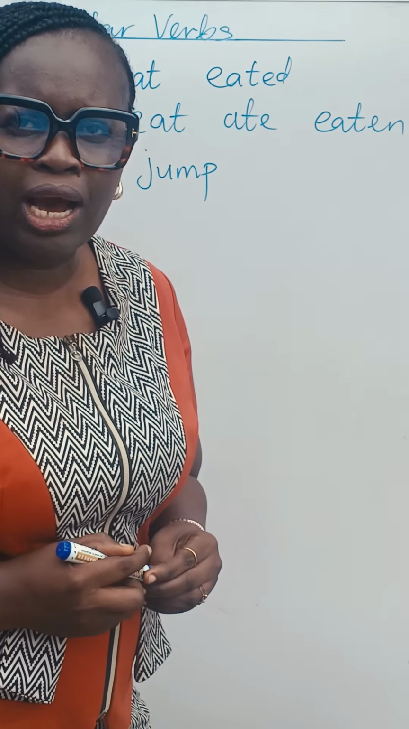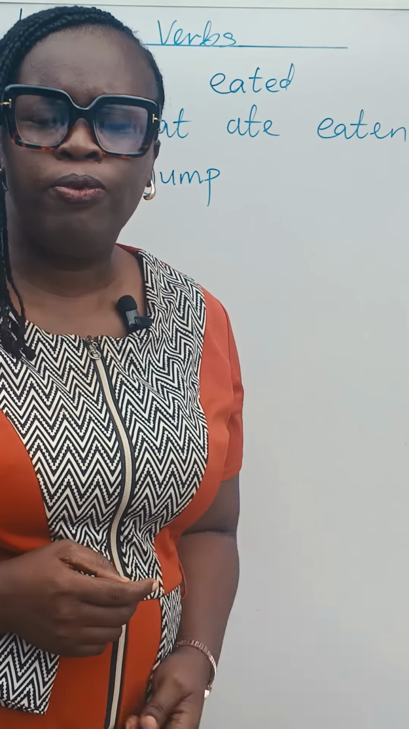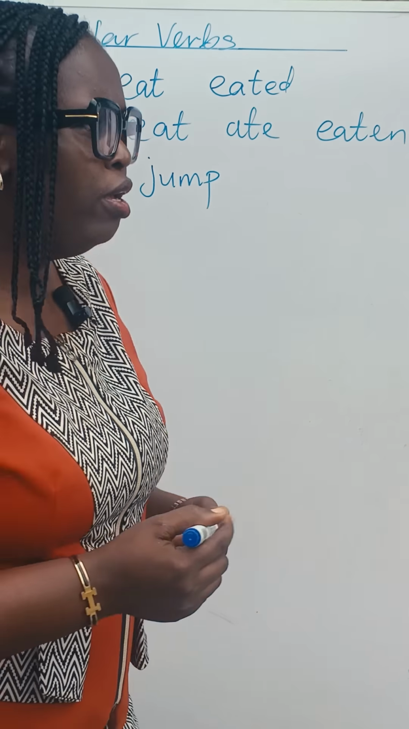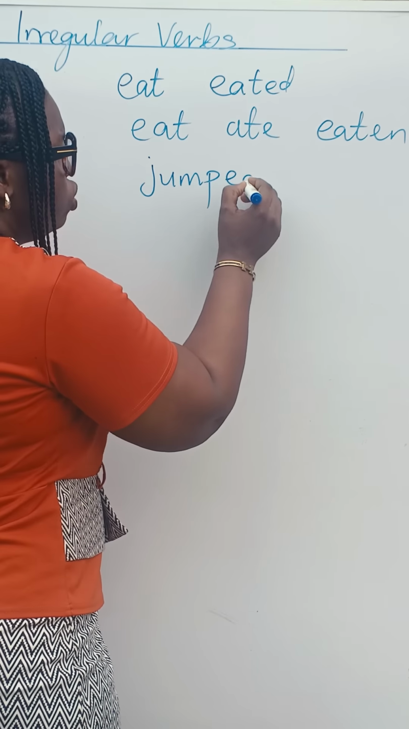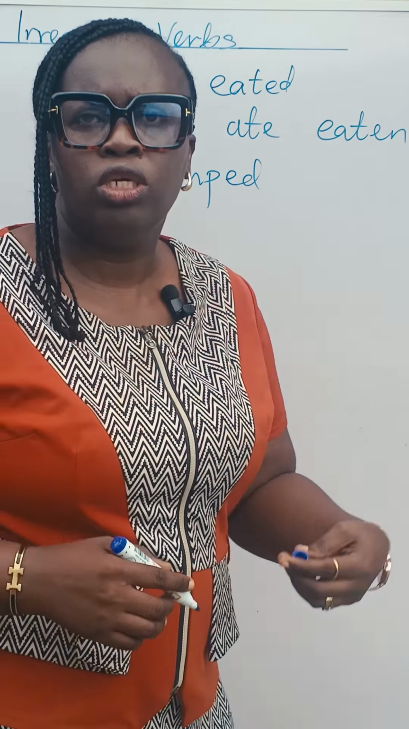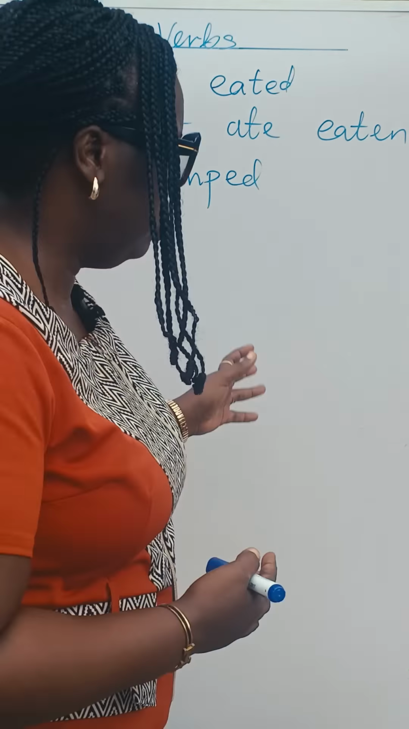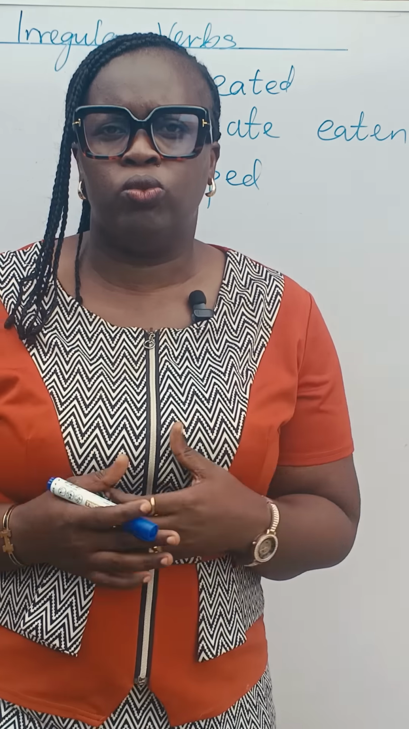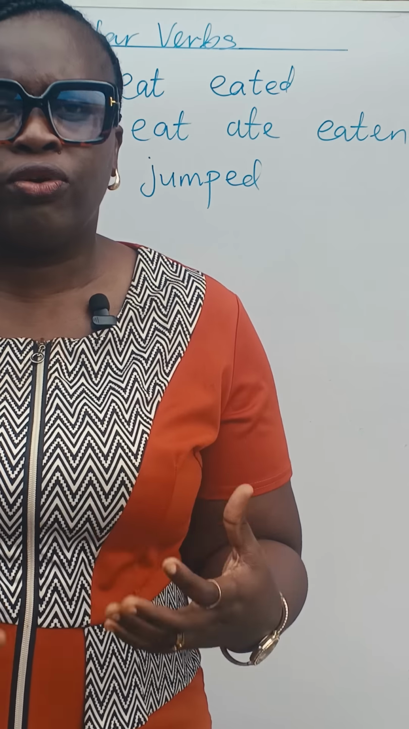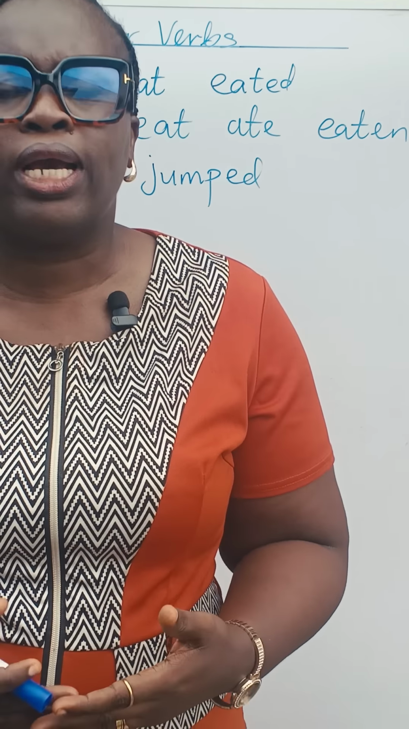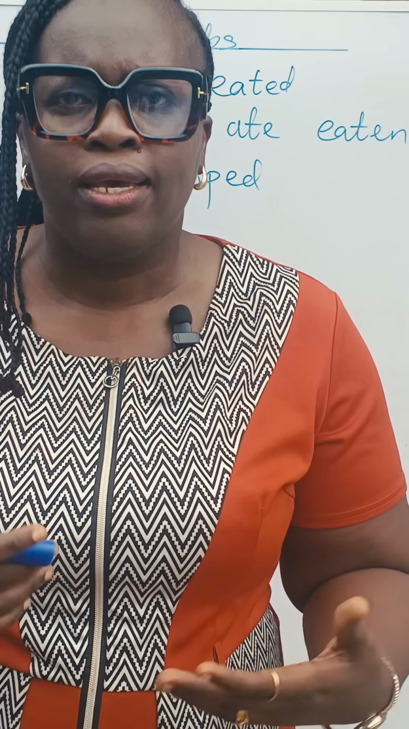Now, if we want to look at this, jump. Is jump a regular or an irregular verb? Jump is a regular verb because we can add ed to make it the past tense, which is jumped. Do you understand? So that is what we are going to look at today. These irregular verbs have three different groups. We are going to look at the three groups with their examples.